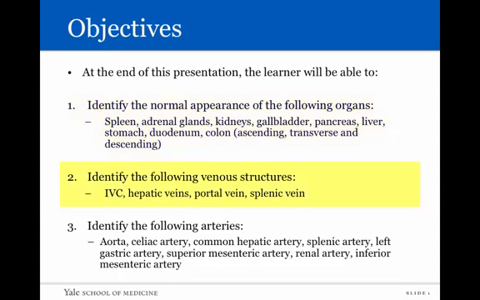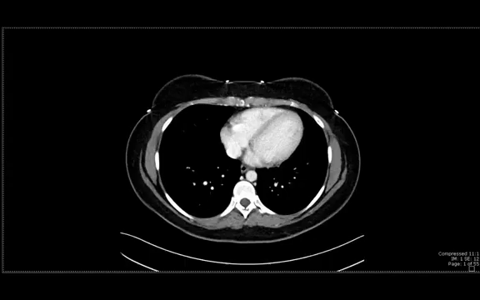colon. You'll also be able to identify the following venous structures: the inferior vena cava or IVC, hepatic veins, portal vein, and splenic vein. And finally, you'll be able to identify the following arteries: the aorta, the celiac artery, common hepatic artery, splenic artery, left gastric artery, the superior mesenteric artery, the renal artery, and last but not least, the inferior mesenteric artery. Firstly, I'd like to orient everybody to how the patient is positioned.